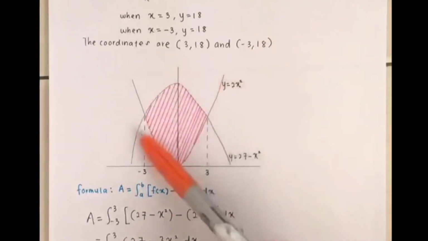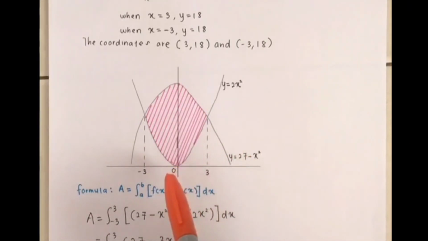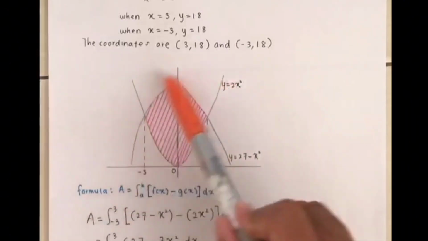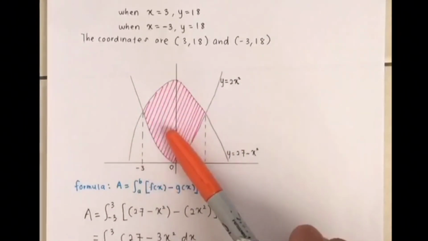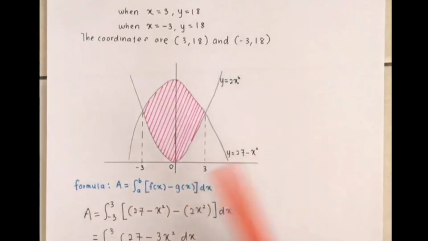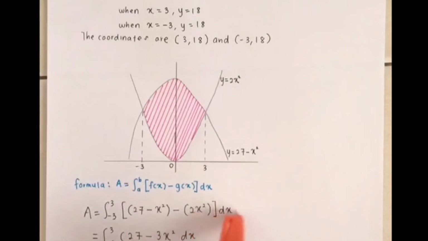Based on the graph sketch, the area between the two curves is this shaded area. So we can use this formula to get the answer. Area equal to the integral with upper limit 3 and lower limit negative 3, and then we use f(x) minus g(x), which is 27 minus x squared minus 2x squared dx.